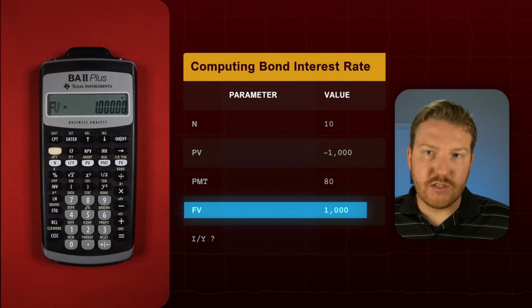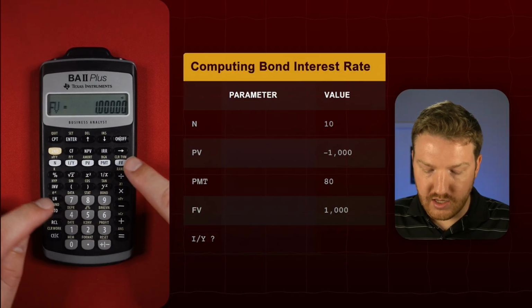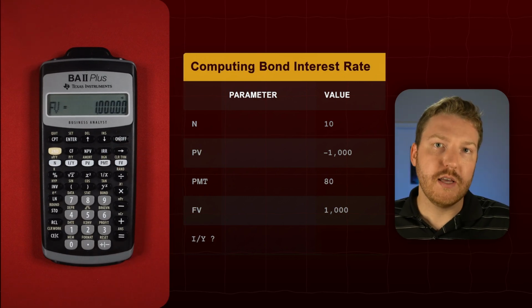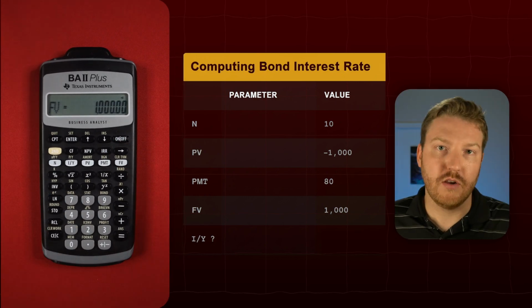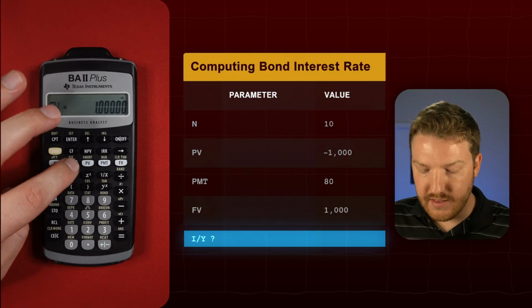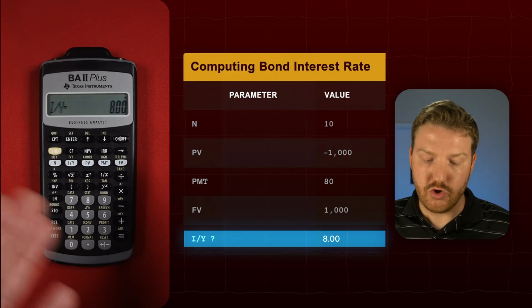Now, given that we're paying 1,000, getting 1,000, and then 80 every year, we should be getting 8% interest per year, but we can just confirm that by hitting compute and then interest per year is equal to 8%.